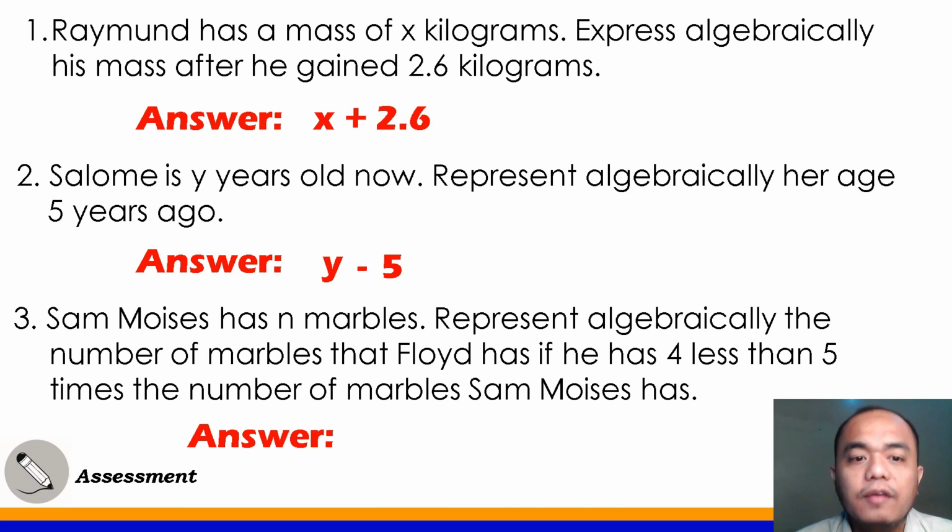So again, 5 times the number of marbles Sam Moises has, that's 5 times N, correct? Now, so what's the final answer? That's N, represents the marbles of Sam Moises. And of course, that's 5 times N. Less than, that's minus. And we have 4. So 5N minus 4 will represent the marbles Floyd has. Okay, take note, since it uses less than, the word after than should come first. It is our minuend.